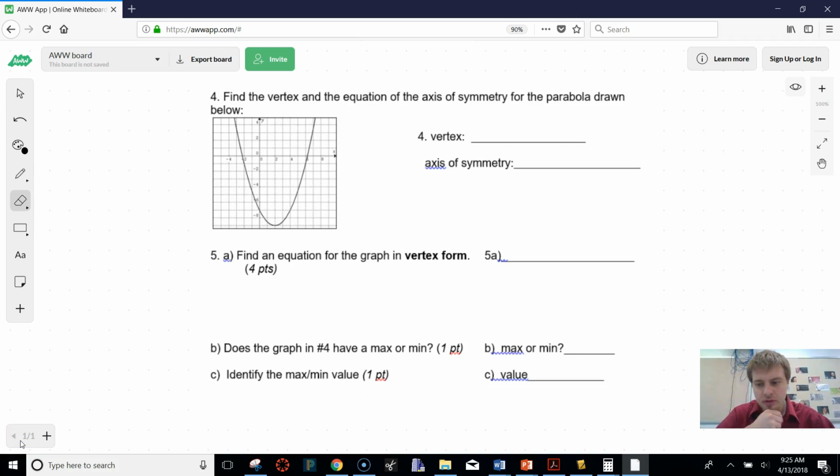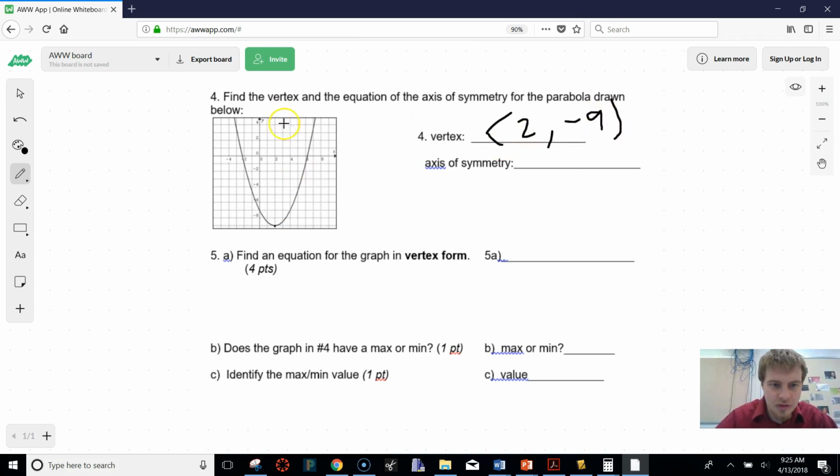So this is the last problem on the first page. And so again, this one I think is pretty easy because they give us the graph, and so we get to get all the information. It says find the vertex and axis of symmetry. So my vertex is right there at the bottom, and that looks to be 2 and down 9. So my vertex is 2, -9.